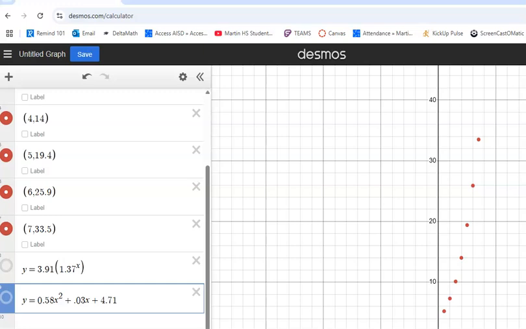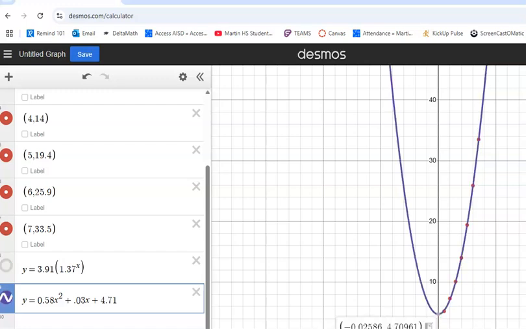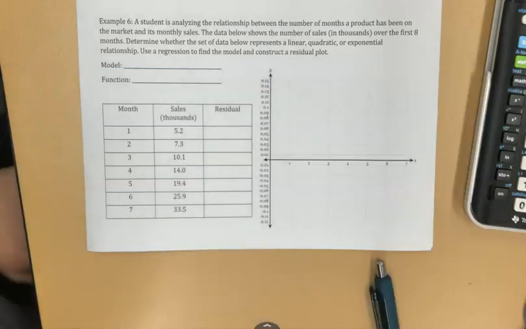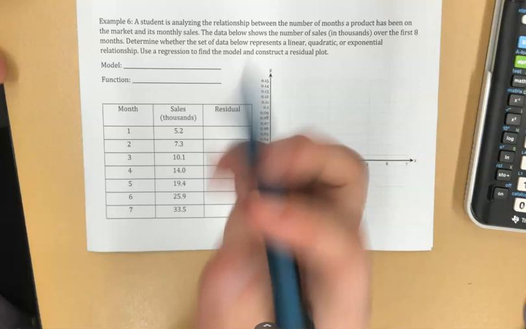You're welcome to do that in your calculator as well. Here is the exponential. If you look at the fit, it is pretty good, but it's just barely missing 2 of those points. If I do the quadratic instead, it does appear to be a better fit. So I am going to go with the quadratic model for this example, and I'm going to calculate my residuals.